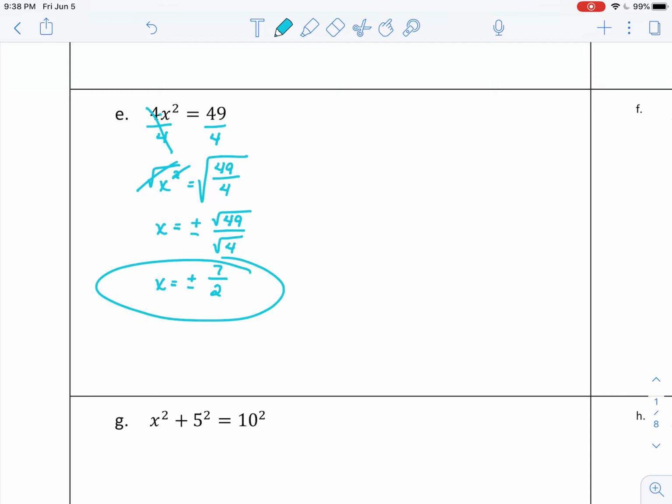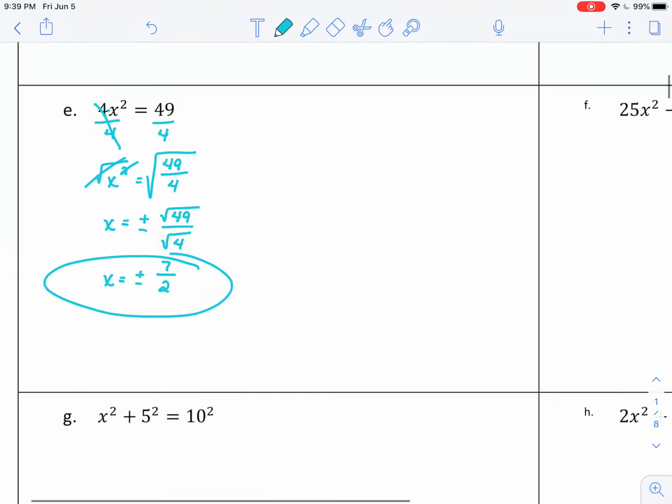I get plus or minus 7 halves, which, yes, the square root of 12.25 would have given me 3.5, unless I've done math wrong in my head. But why pick up a calculator when this work is already done? I guarantee I could do that quicker than you could find a calculator. So you don't have to. In fact, we don't want you to. We'd rather you leave this in the fractional form if you happen to get a problem with a fraction in it.